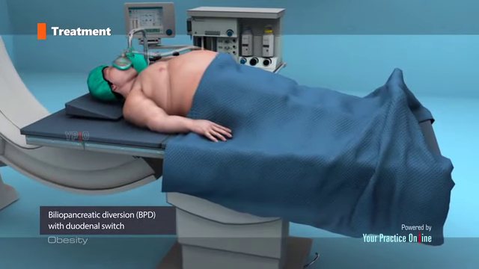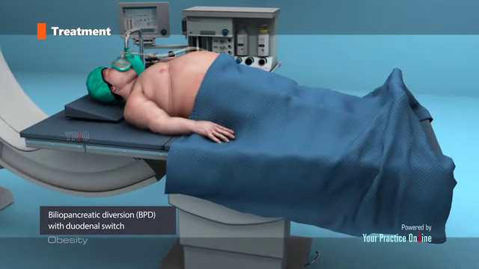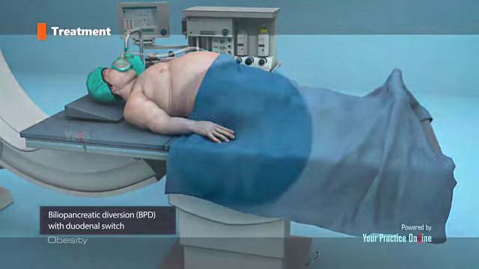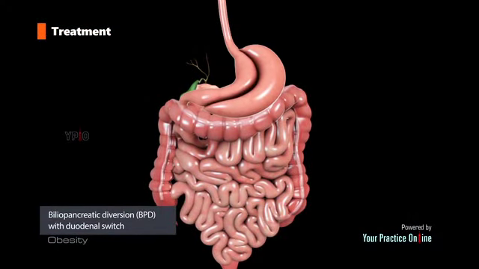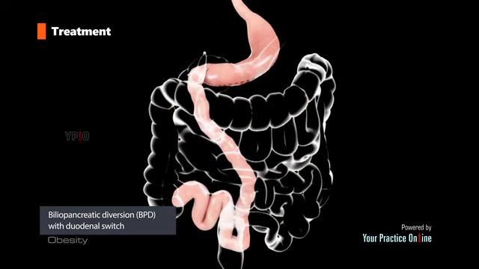Biliopancreatic diversion, BPD, with duodenal switch, is a complex surgical procedure which involves removing a large portion of the stomach and bypassing the food flow away from the upper portion of the small intestine. This procedure offers significant weight loss, but can be associated with several complications.